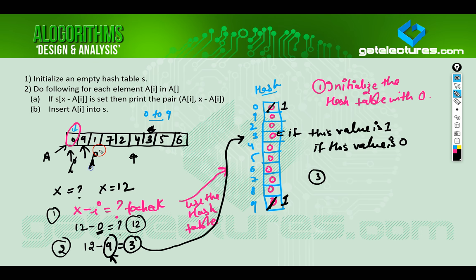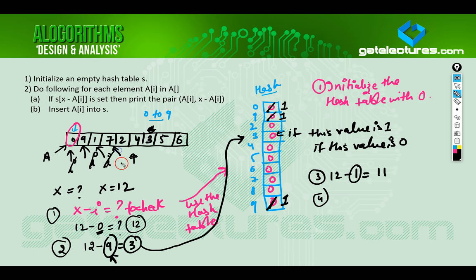Now go to the third index location here. The third index location is 1. So I'm going to do 12 minus 1, which is equal to 11. And as you can see in the hash table, we have not created any location for 11. So at index location 1, I'm going to put this value as 1. Okay. Now increment the value of I.